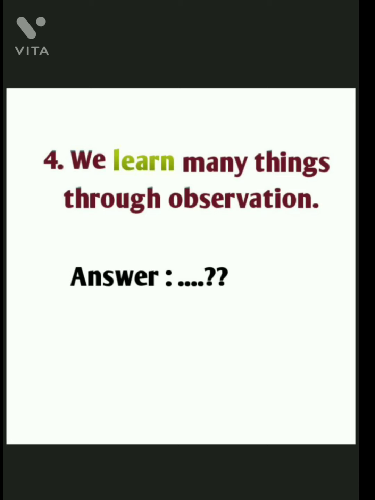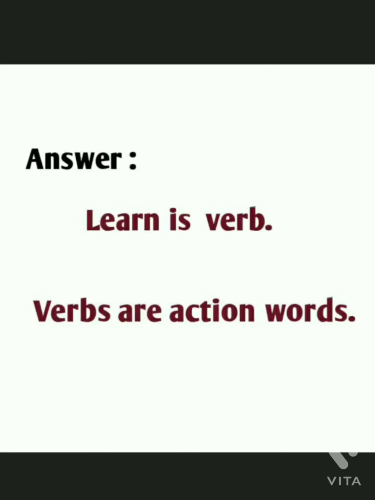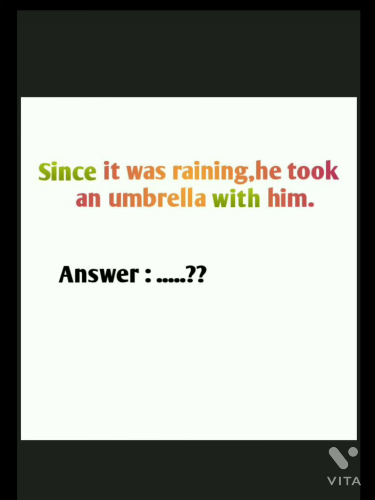Now the next one: we learn many things through observation. Here you can see the word learn is in another color. So you have to identify to which part of speech it belongs. It is an action word. So you might have got the answer by now. Learn is a verb. All verbs are nothing but action words. If they are indicating that any action is done, then we can clearly include them under the category of verbs. Moving to the next example.